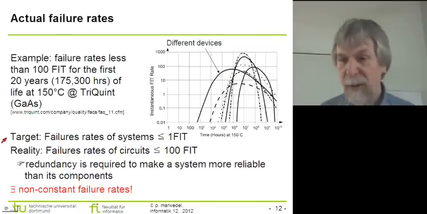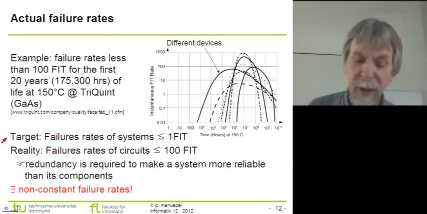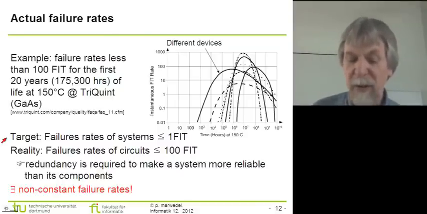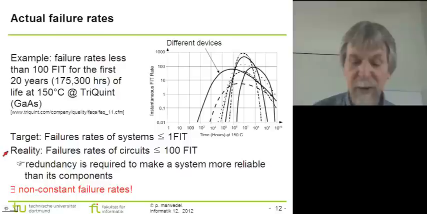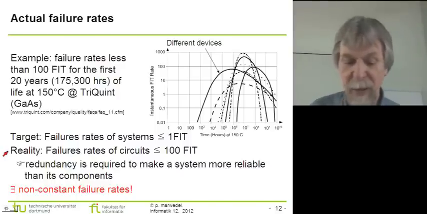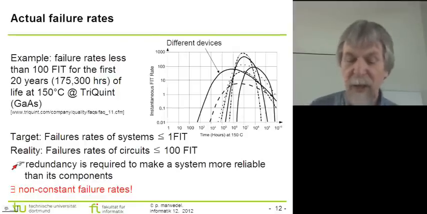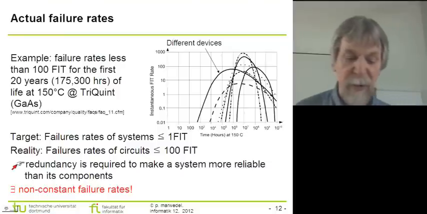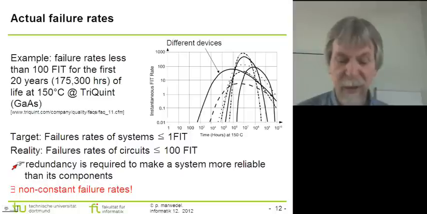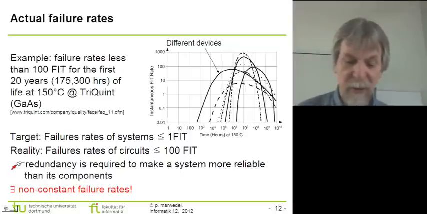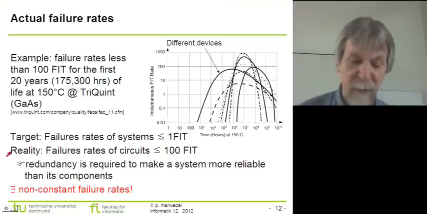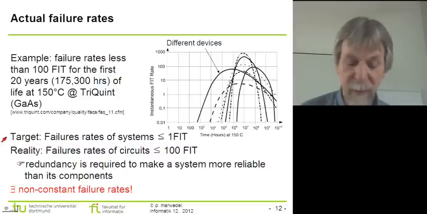Now, I told you that in safety critical systems, we are targeting failure rates in the order of not more than 1 FIT. And we know that the circuits that we're using there have failure rates of up to 100 FIT, which means that we are trying to design systems that are more reliable than any of the circuits that we're using there. And obviously, this is only feasible if we use redundancy. Without redundancy, it's completely impossible to design systems that have failure rates in the order of 1 FIT.